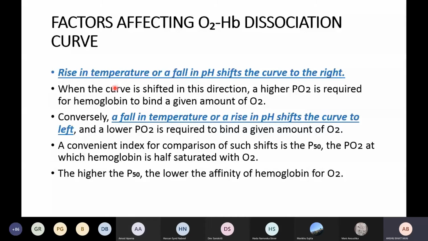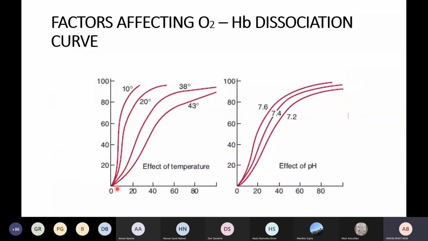See in this picture, on the x-axis you have partial pressure of oxygen, and on the y-axis you have percent saturation of hemoglobin, right? This is the normal position of the curve, let's say. Now when it moves to the right, what is happening? More partial pressure of oxygen is required for hemoglobin saturation. So oxygen combination with hemoglobin is getting difficult when the curve is shifted to the right. Oxygen has less tendency to bind with hemoglobin, and hemoglobin has more tendency to release oxygen, not bind with it.